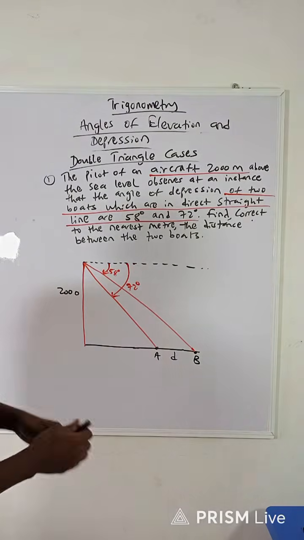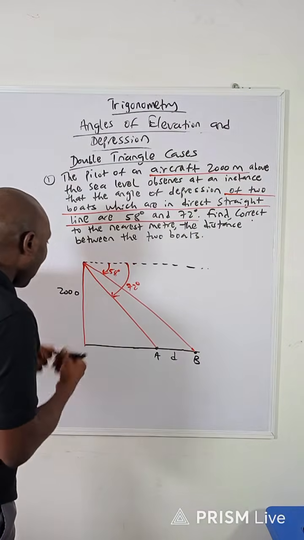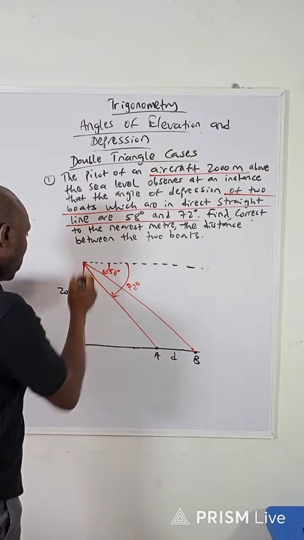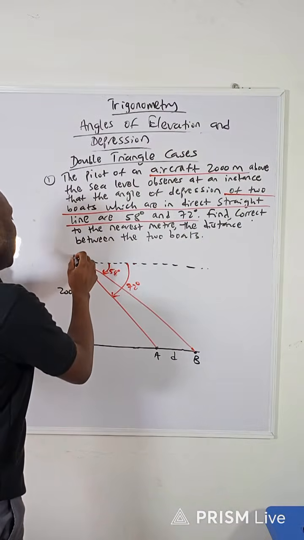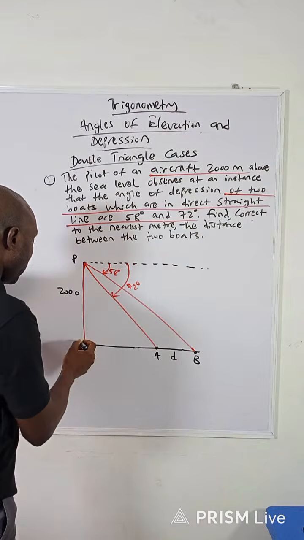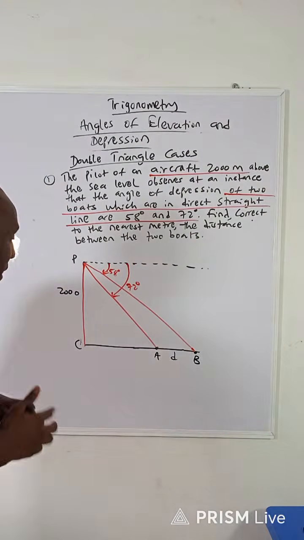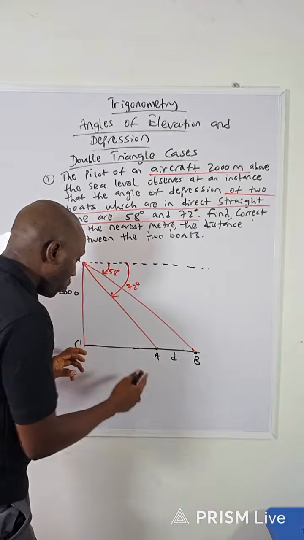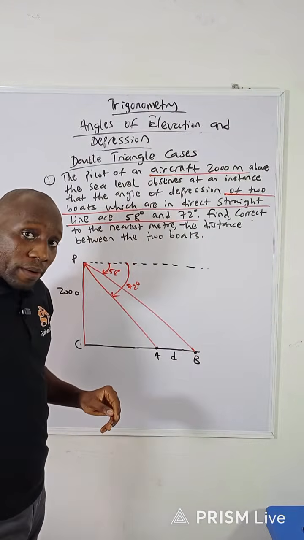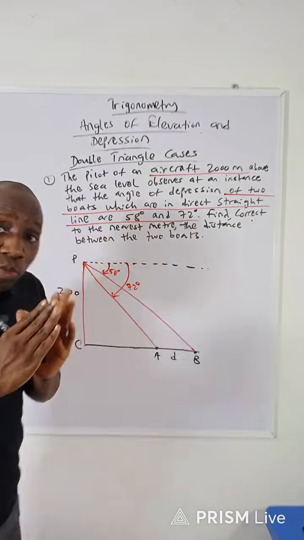This is what we can do. Let me call this AB. Let's call this C. You know what we can do? If I can get the distance between C and B, right? And I can get the distance between C and A, I will just subtract it.